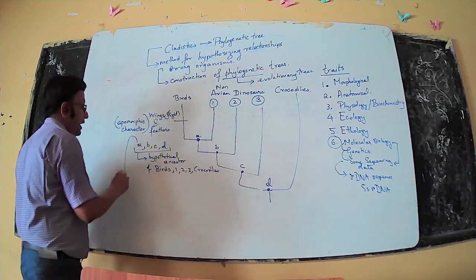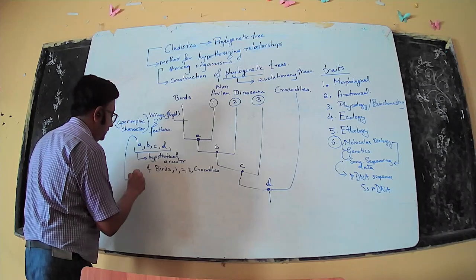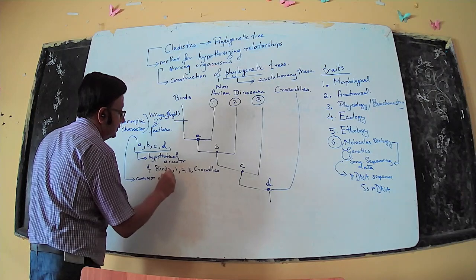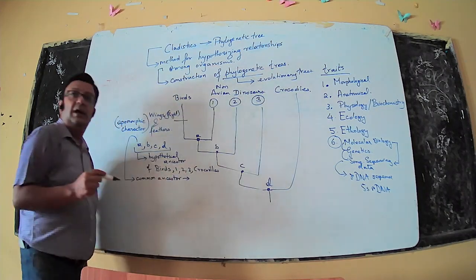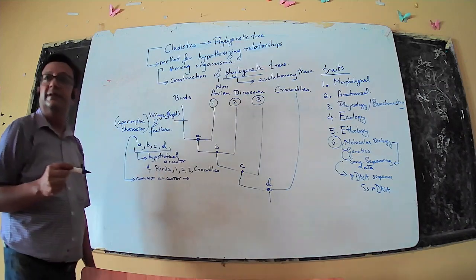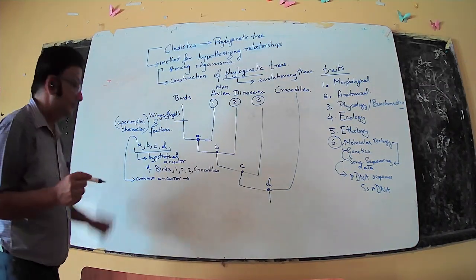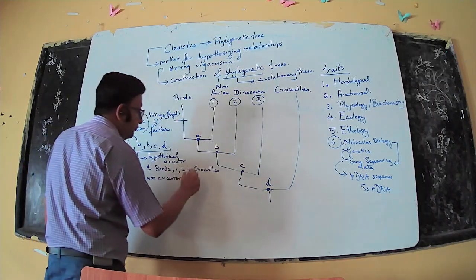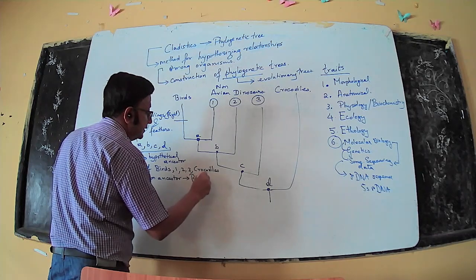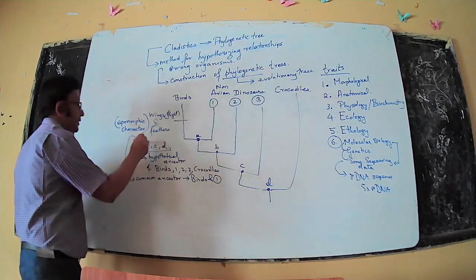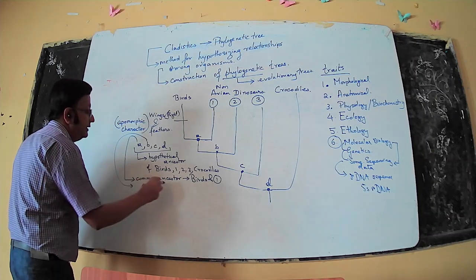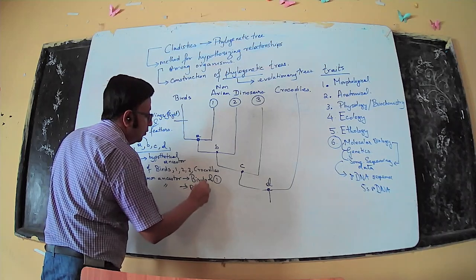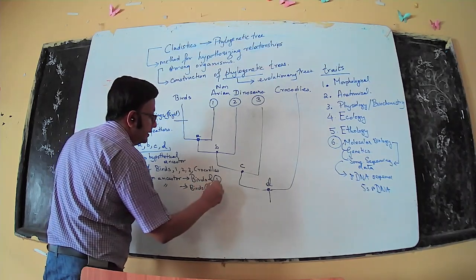You can call A as the common ancestor, hypothesised ancestor. The common ancestor of birds number 1 and number 2 is B, the common ancestor of birds 1 and number 2.